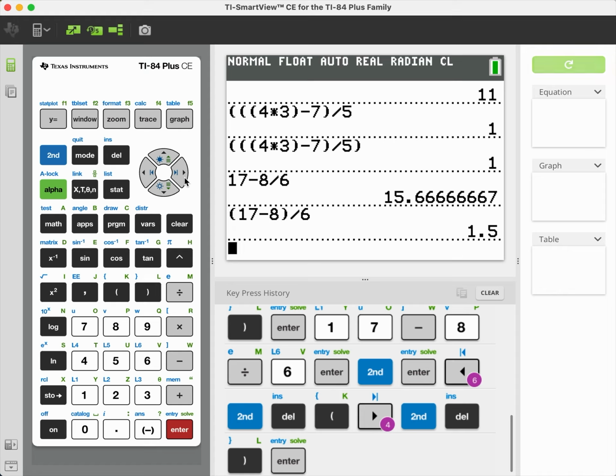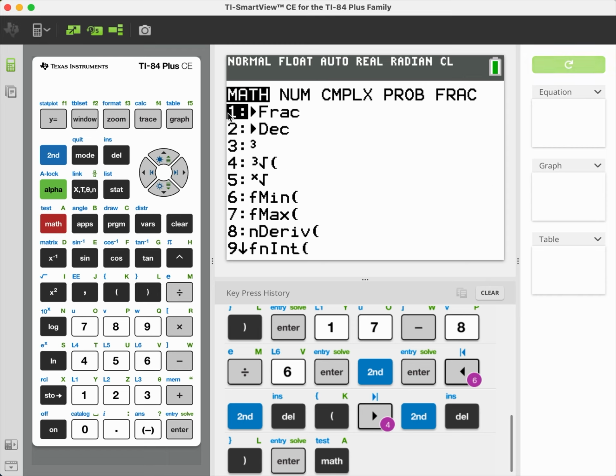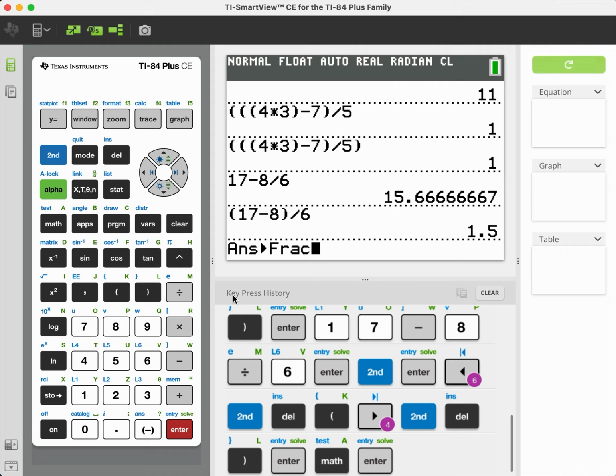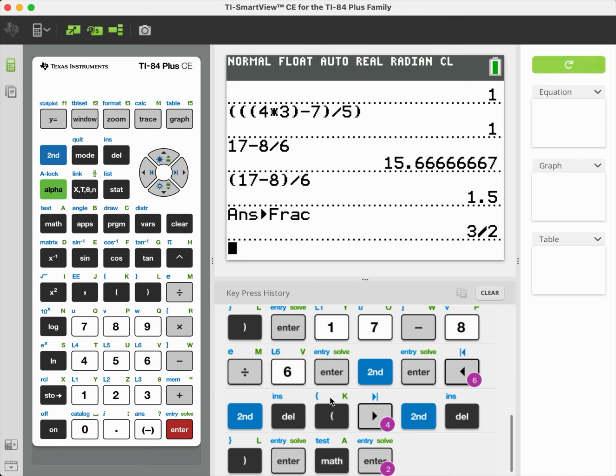What if I want the answer back as a fraction? There's all kinds of goodies under this math menu. The very first one is give me the answer back as a fraction. So I'm going to pick that by choosing enter. Now, curiously, your calculator asks, do you want the answer back as a fraction? Well, how do you say yes? You press enter one more time, and then I end up with 3/2. Notice that's a top-heavy fraction. In algebra, there are no improper fractions. There are only top-heavy fractions. We actually like top-heavy fractions as opposed to mixed numbers.